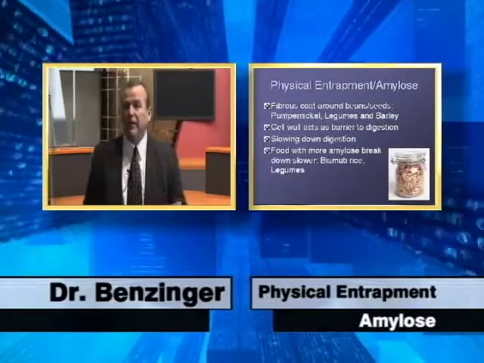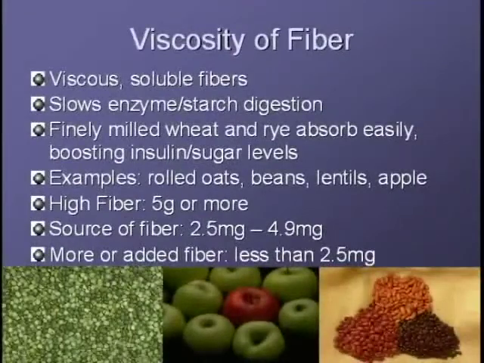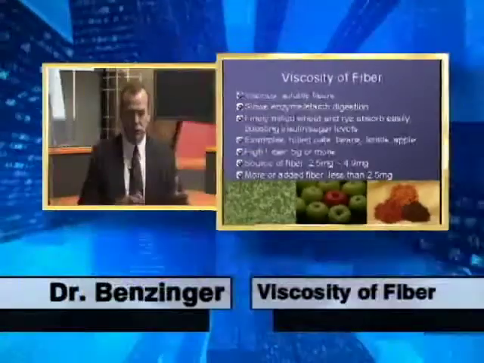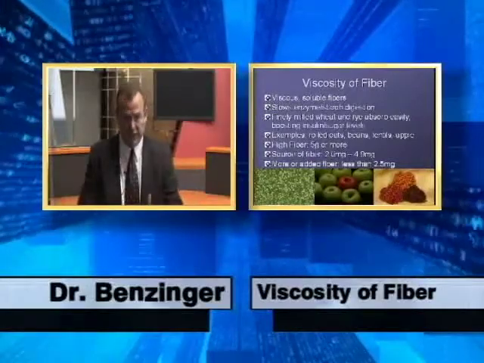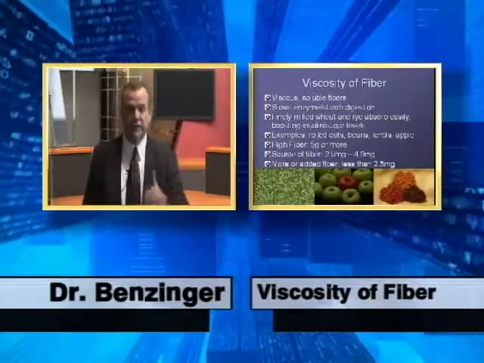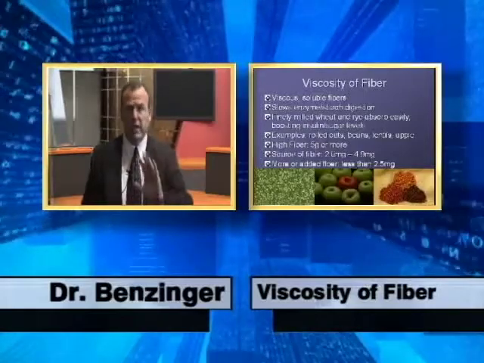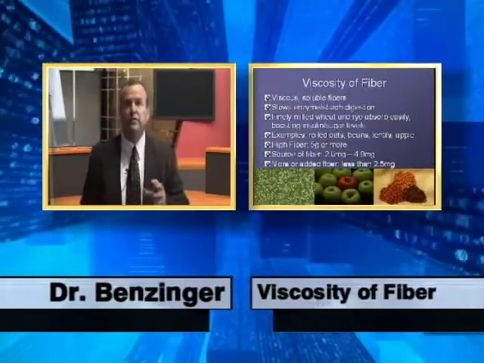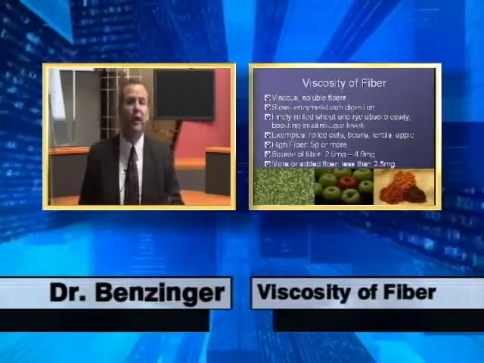Basmati rice and legumes. Basmati I like because it's a sweeter rice and it seems to be easier for most people to put in. The viscosity of fiber. Okay, viscosity, whatever that means, right? Soluble fibers slow down the enzyme and starch digestion. In other words, you don't get sugar broken down as quickly, so it doesn't shove your blood sugar up. Again, very healthy. These last two points are really key to disease process control, more than you would ever think.